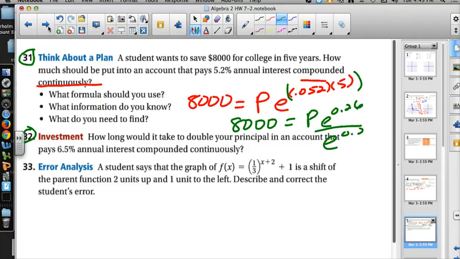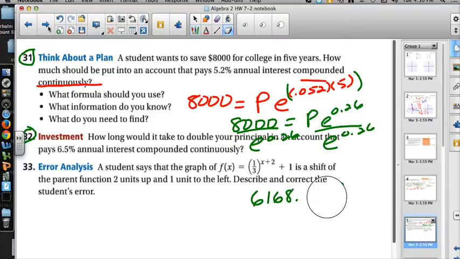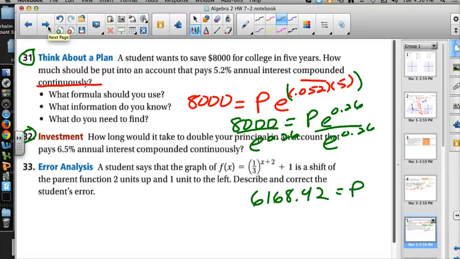So if we just divide both sides by e to the 0.26 power, we should be able to figure out what that principal is. So I'm just punching in 8,000 divided by, and then I'm going to use parentheses just to make sure that the calculator knows e to the 0.26 power, double parentheses, and it is $6,168.0412. But if we want to have that full $8,000, we are going to round up in order to get the full amount.